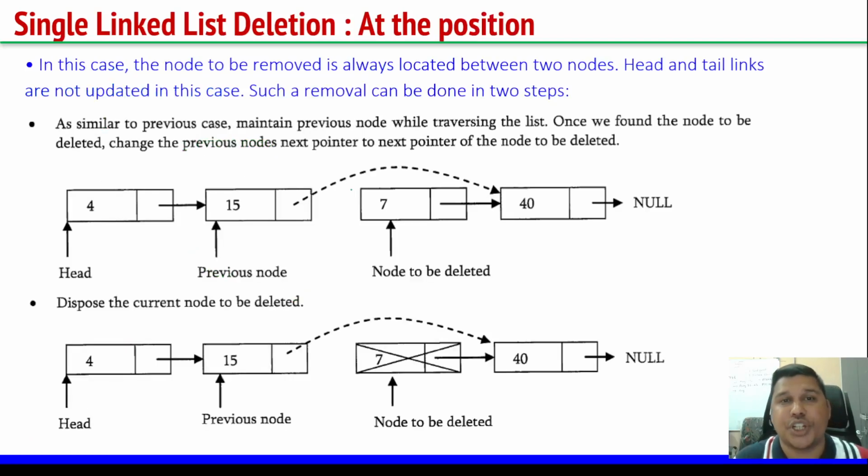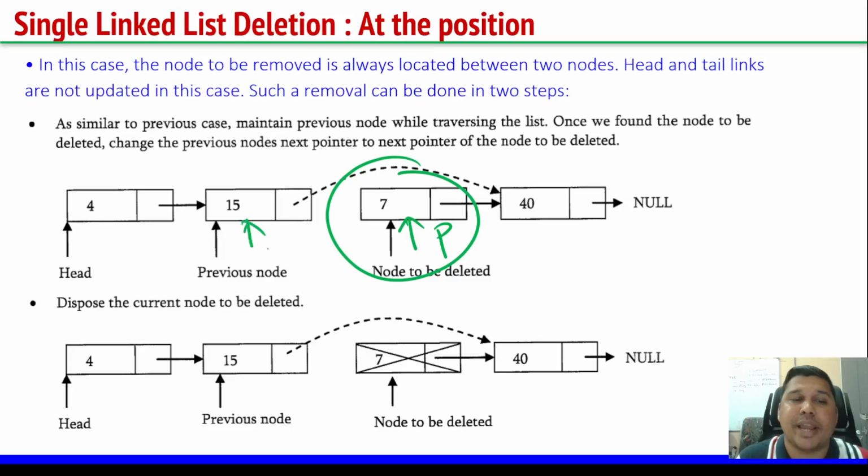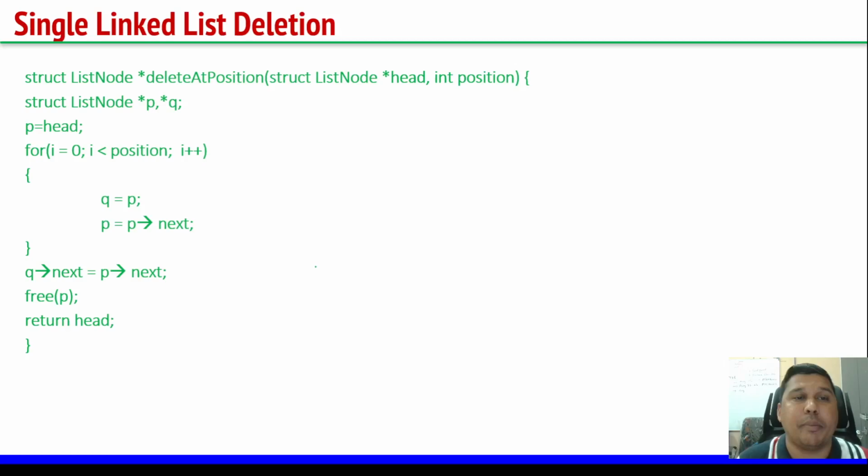At any given position, whichever is the position, you make it your P, reach there, and its previous location make it as Q. Simply point Q's next to P's next. Okay. So this is the logic for implementing the deletion at the given position. I hope it is clear, these 3 different operations on a singly linked list. So we will see the implementation part of this using C++.